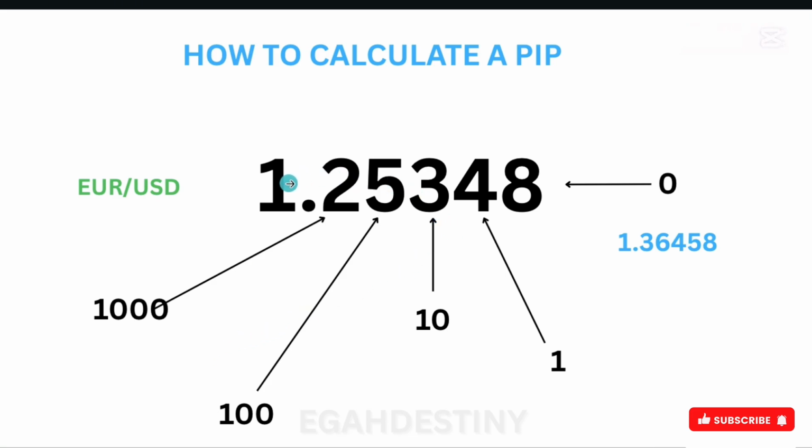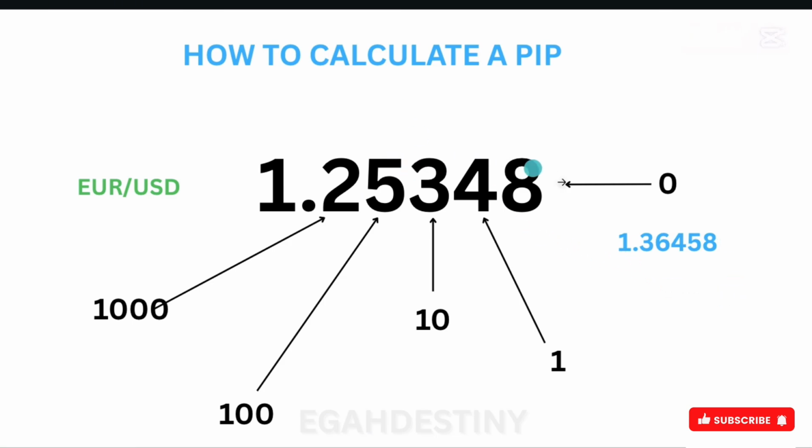If the price changes from 1.2534 to 1.2535, it means there has been an increment by 1 pip. If it changes from 1.2534 to 1.2545, it means there is an increment by 11 pips. If the price changes to 1.2645, it means there is an increment by 111 pips.